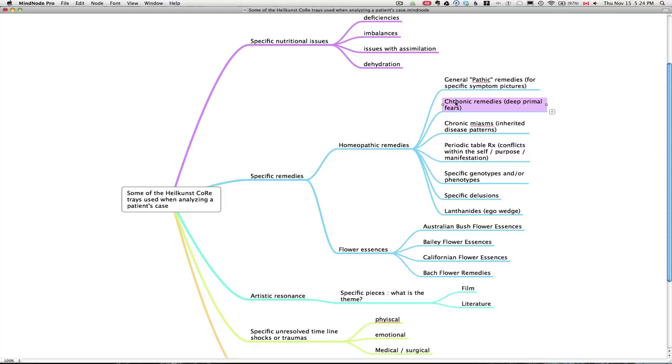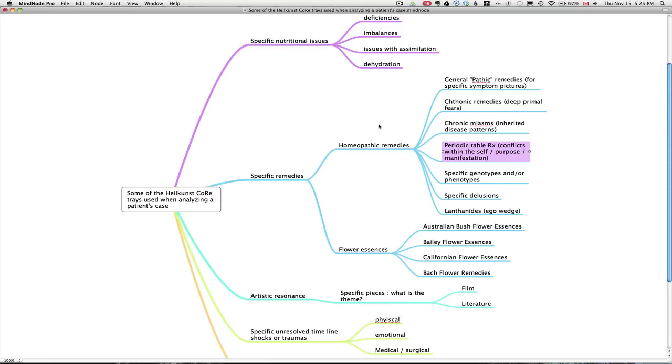The next group, which we can test on the core, is what we call the chthonic remedies, and those go a little deeper into some of the deep primal fears, which can influence or alter some of the subconscious patterns or behaviors in the patient. We also can test for the different chronic miasms. We do have 8 different chronic miasms, and those are inherited genetic patterns, and they can relate to family health histories around cancer or heart disease or things along those lines.